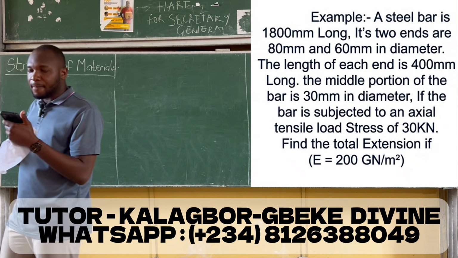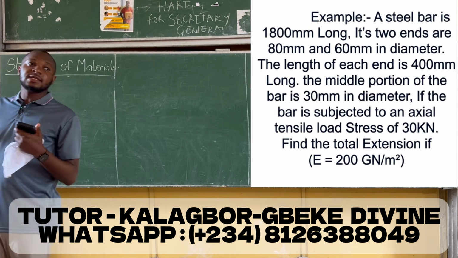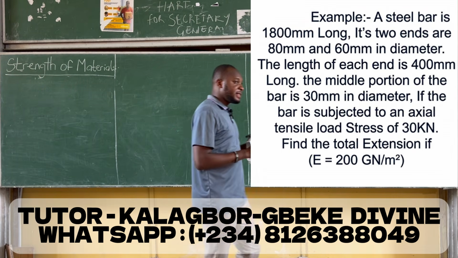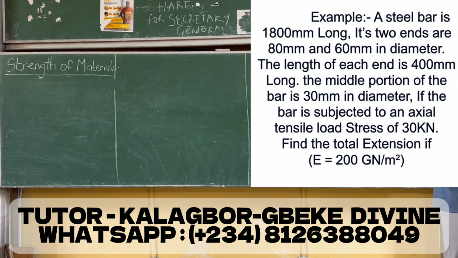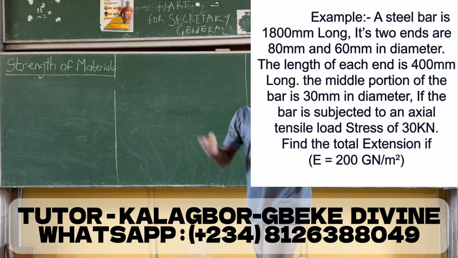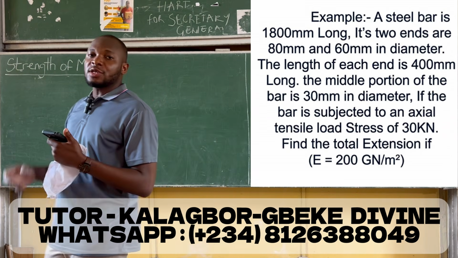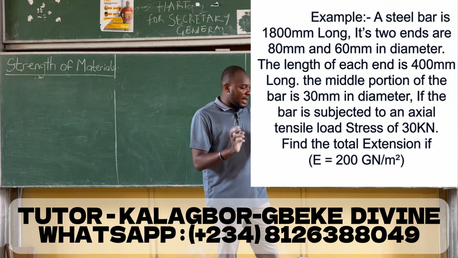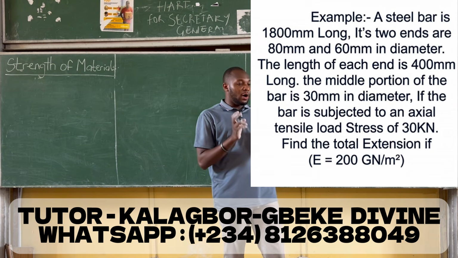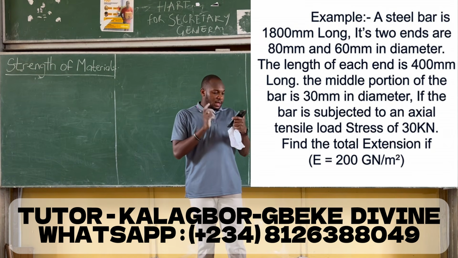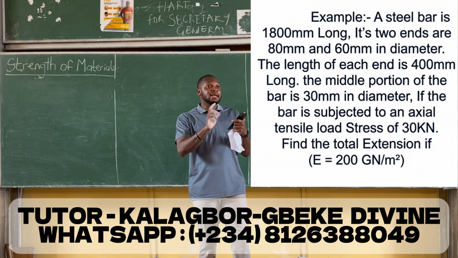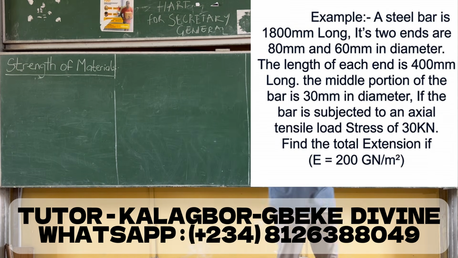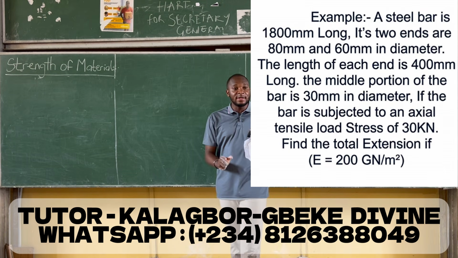A steel bar is 1,800 millimeters long. A steel bar is 1,800 millimeters long. Are you there? Each of the two ends is 80 millimeters long and 60 millimeters in diameter. Take note. Each of the two ends is 80 millimeters long and 60 millimeters in diameter.